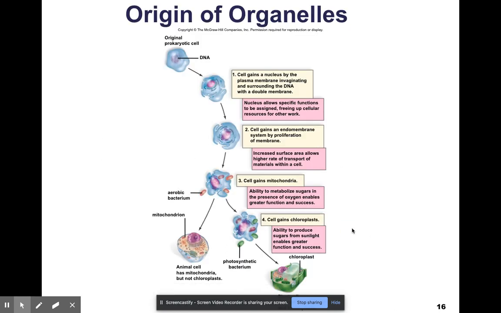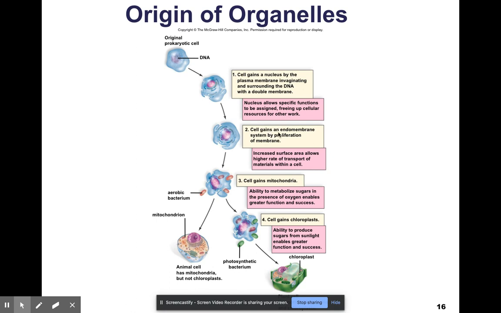All right, how did these organelles come about? So the origin of organelles comes about through this process called the endosymbiotic theory. And what this states is that one time there's this original prokaryotic cell, okay, or this ancient cell. The cell gains a nucleus by the plasma membrane and surrounding the DNA with a double membrane. So as we could see here, over time, it gains a nucleus, okay? The nucleus allows specific functions to be assigned, freeing up cellular resources for other work.